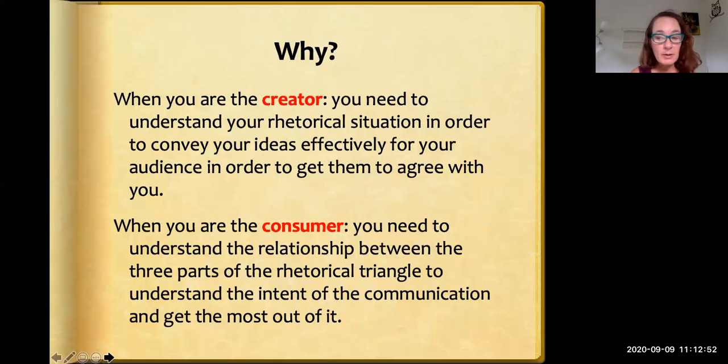When you are the consumer, you need to understand the relationship between the three parts of the rhetorical triangle to understand the intent of the communication and get the most out of it.